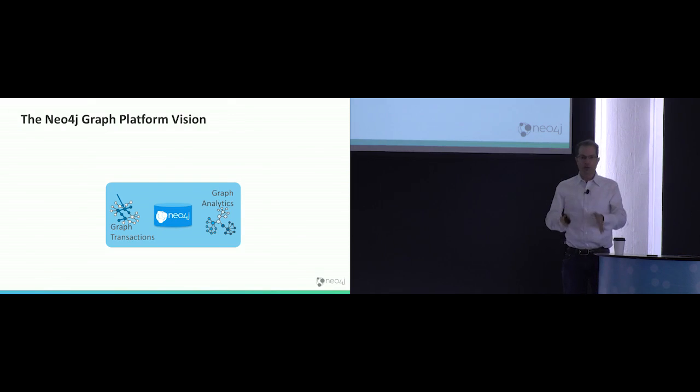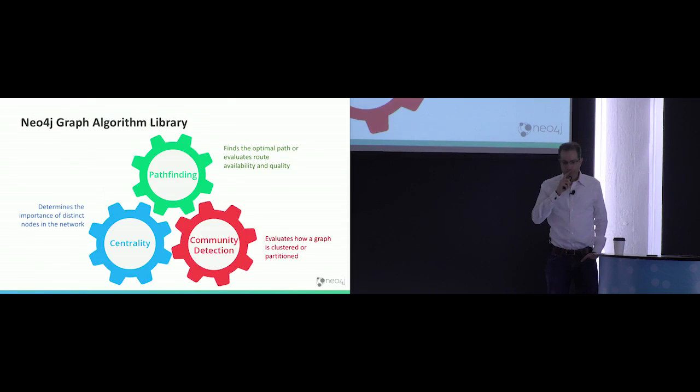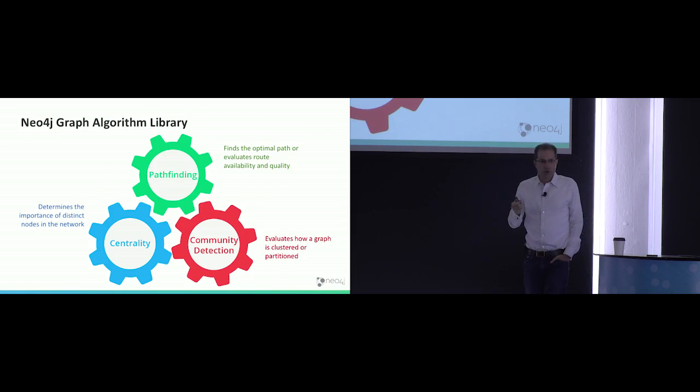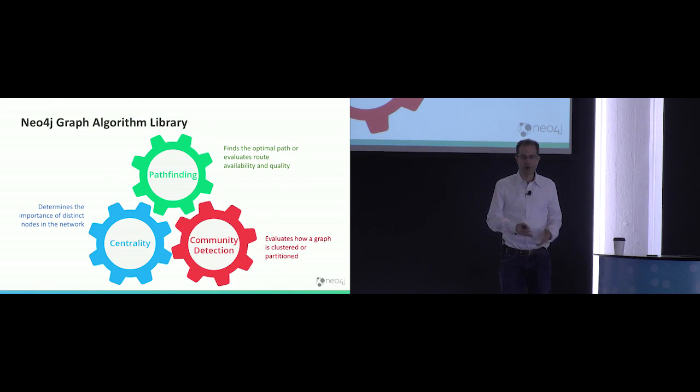All right, so that's graph transactions. That's Neo4j in a nutshell. Let's talk about analytics. Graph algorithms are one important class of graph analytics, and the other class of graph analytics are queries that can be expressed in Cypher, but that are more globally oriented.